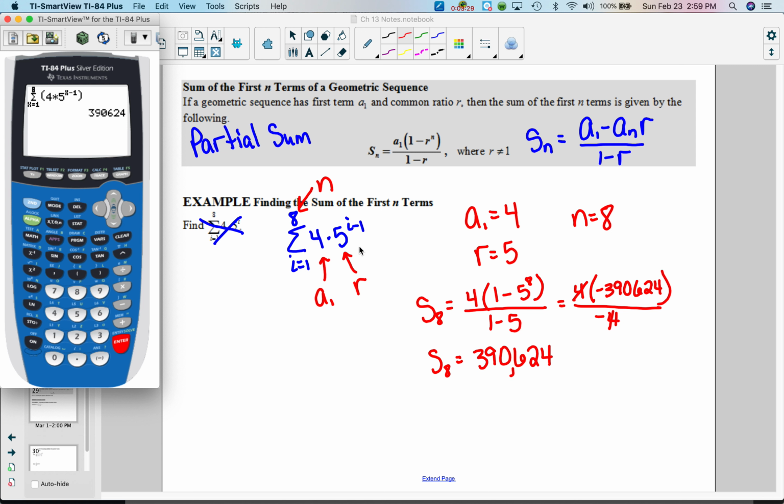So we can work that out. Remember what the summation means. We would be taking 4 times 5, starting by plugging in a 1, 4 times 5 to the 0, plus 4 times 5 to the first, plus 4 times 5 squared, and we would continue to then add those up. That's what the summation means, add it all up.